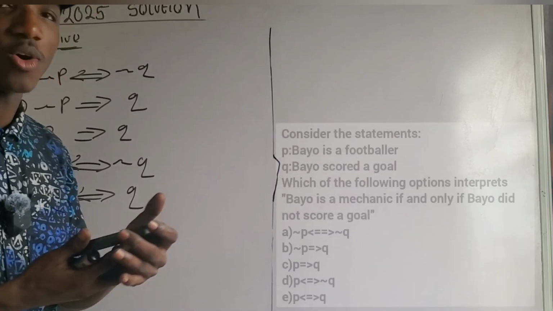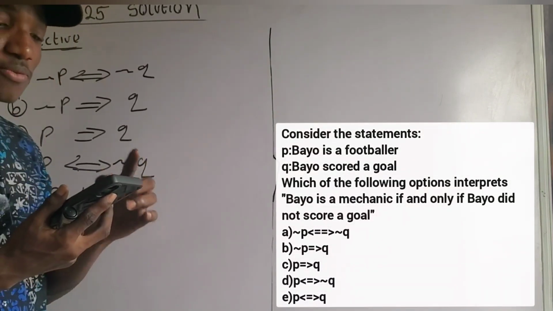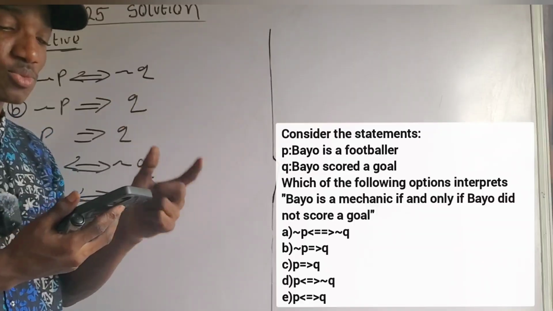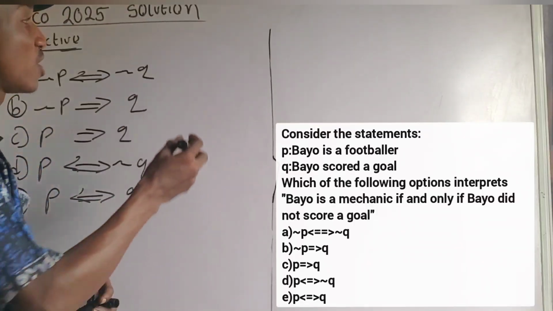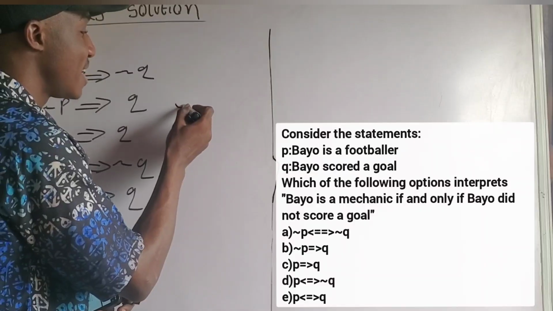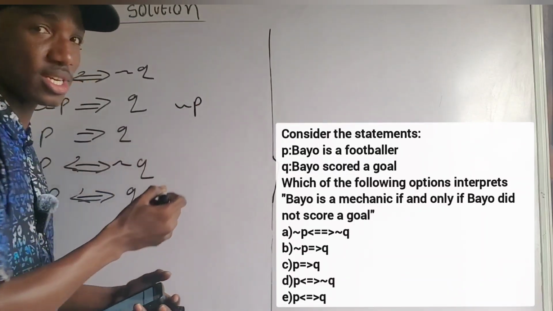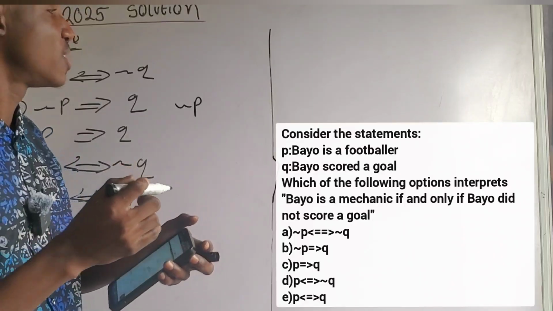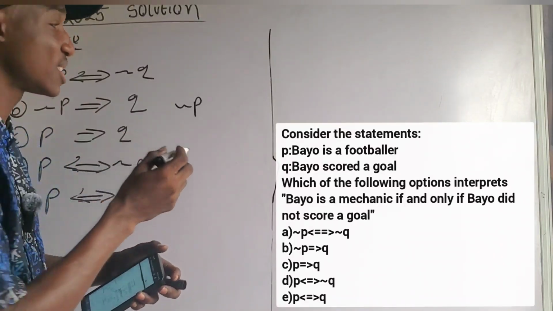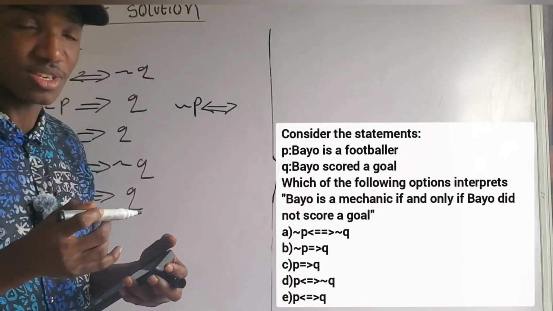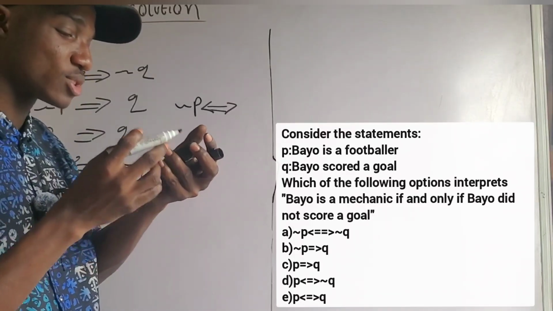So now, since P represents Bayo is a footballer, now we are asked to interpret Bayo is a mechanic. That means that we are negating P. So for the first part of the statement, I'm going to have negation P, because now Bayo is a mechanic. If and only if, the sign for biconditional statement is this: if and only if. So if and only if Bayo did not score a goal.